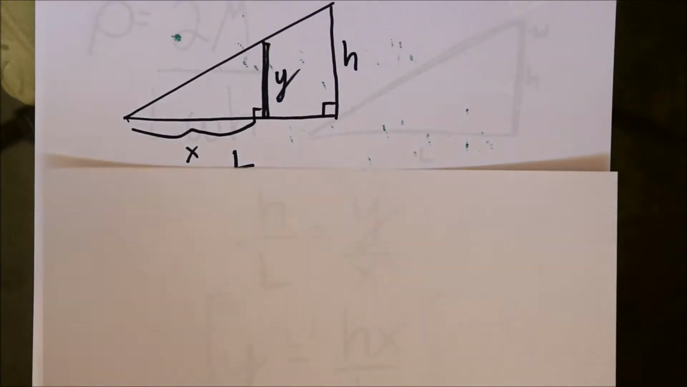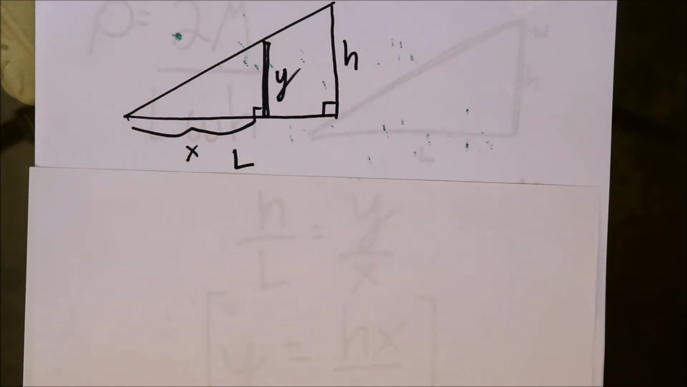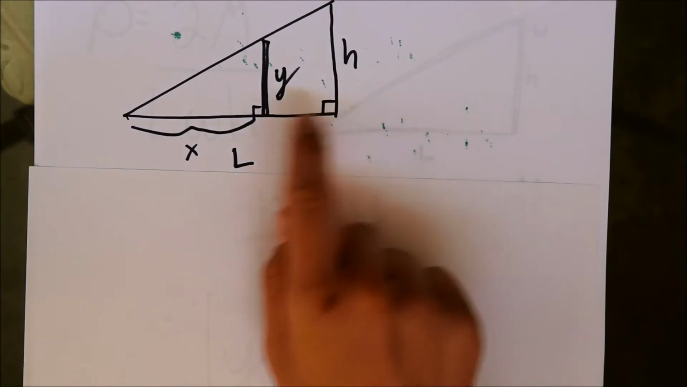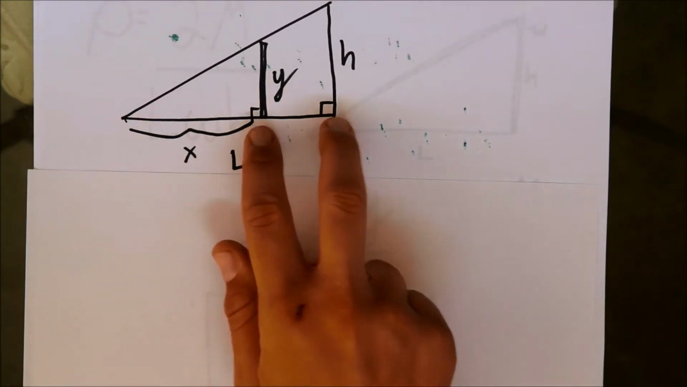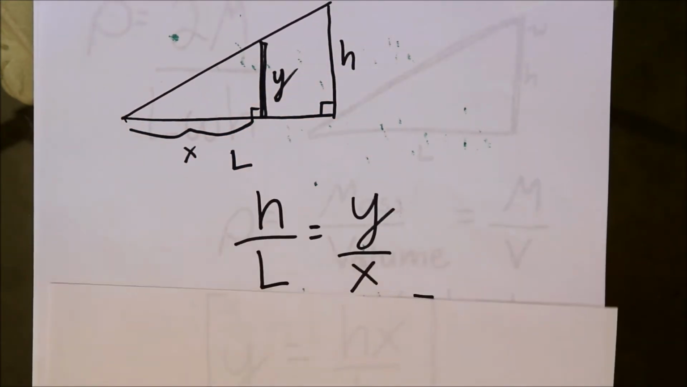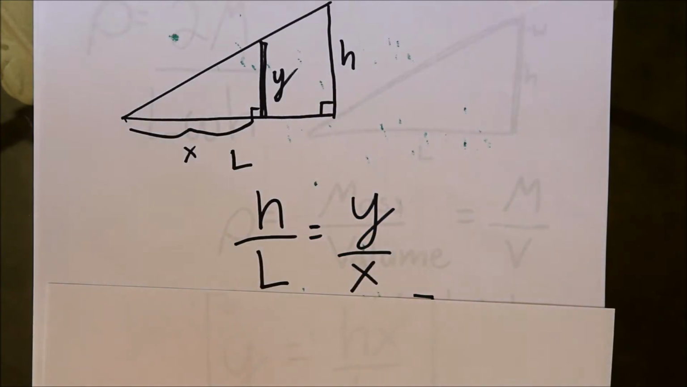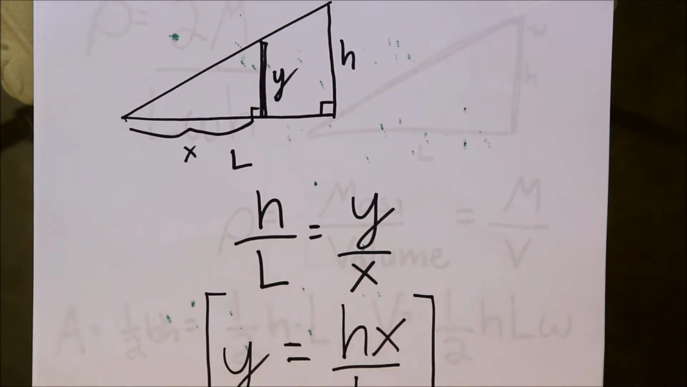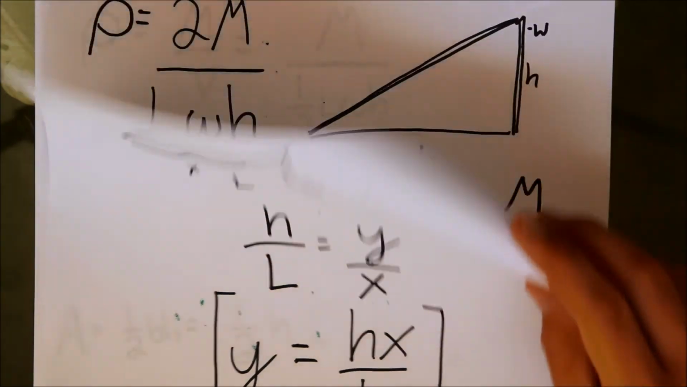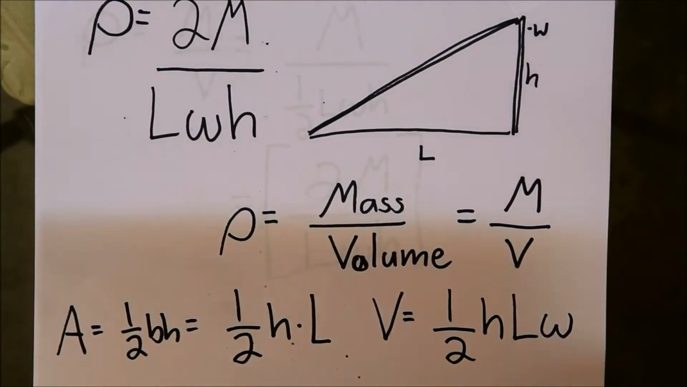Okay. Looking at our triangle, we see that these are similar triangles. They both share the same angle, and they're both right triangles. Therefore, we can draw the conclusion: the ratio of h to L is the same as y to x. Rearranging to solve for y, we get y is equal to hx over L.